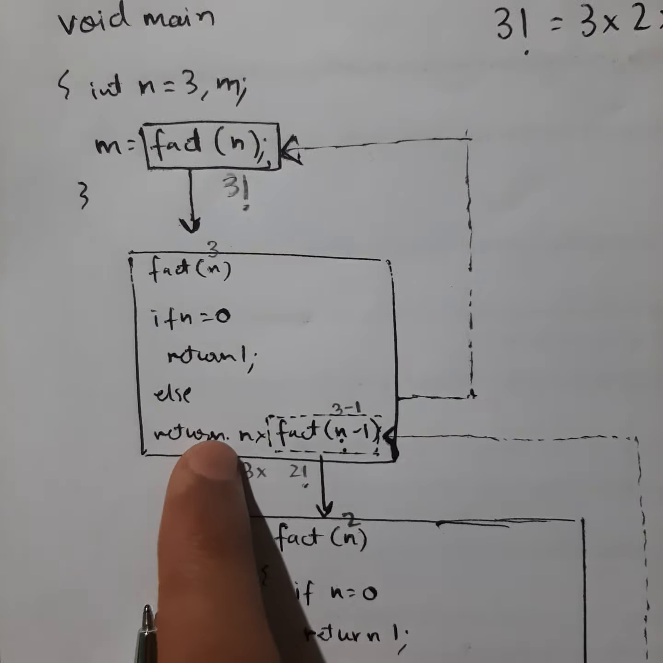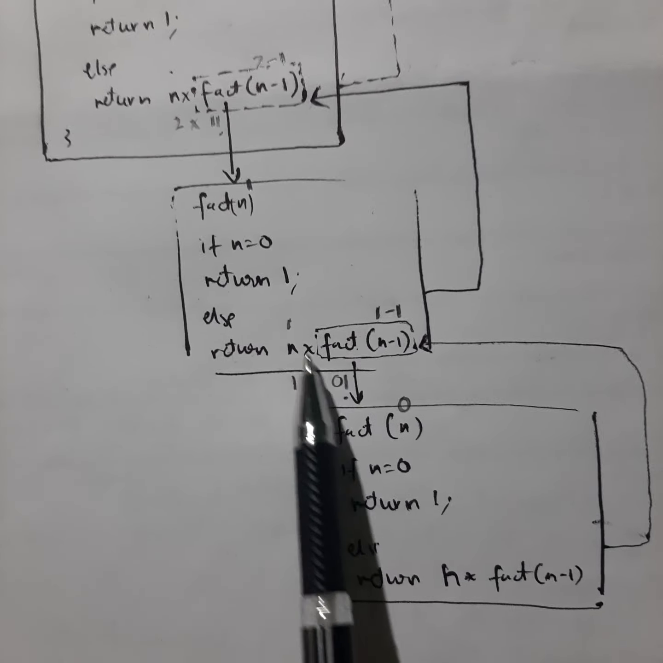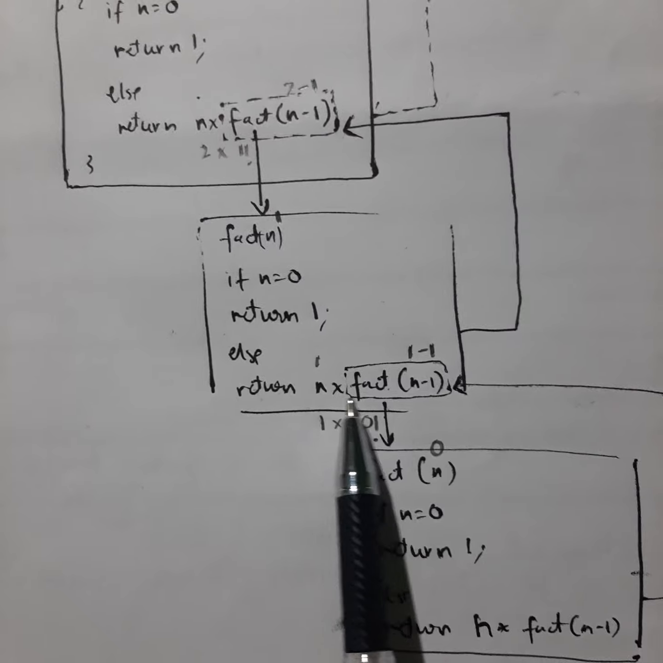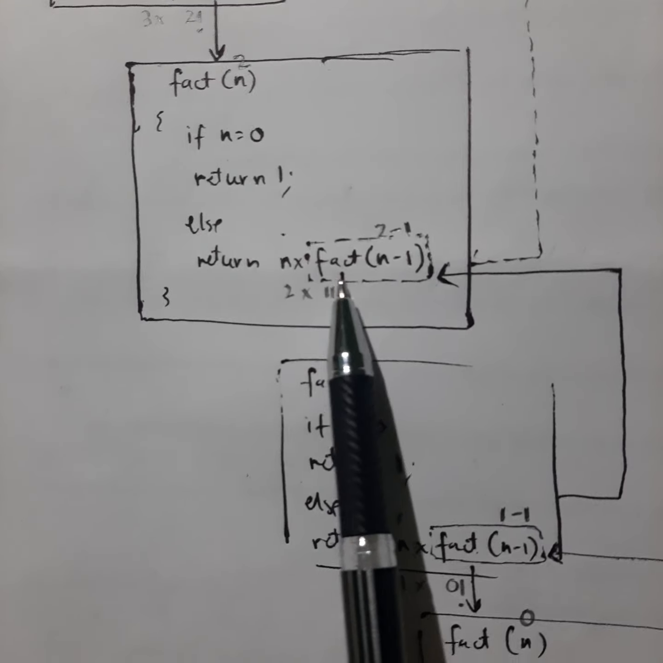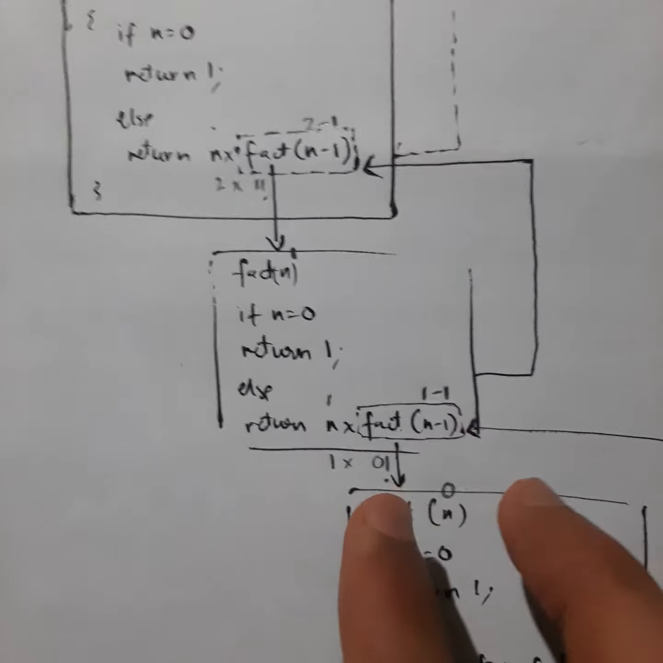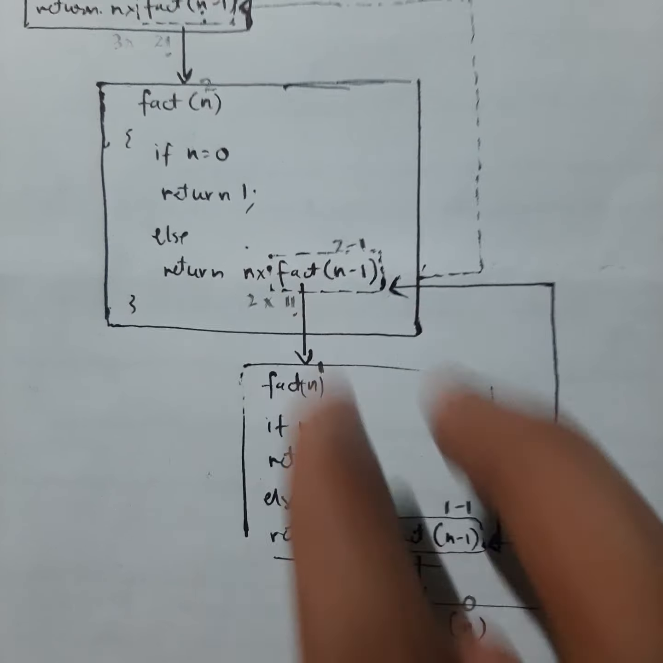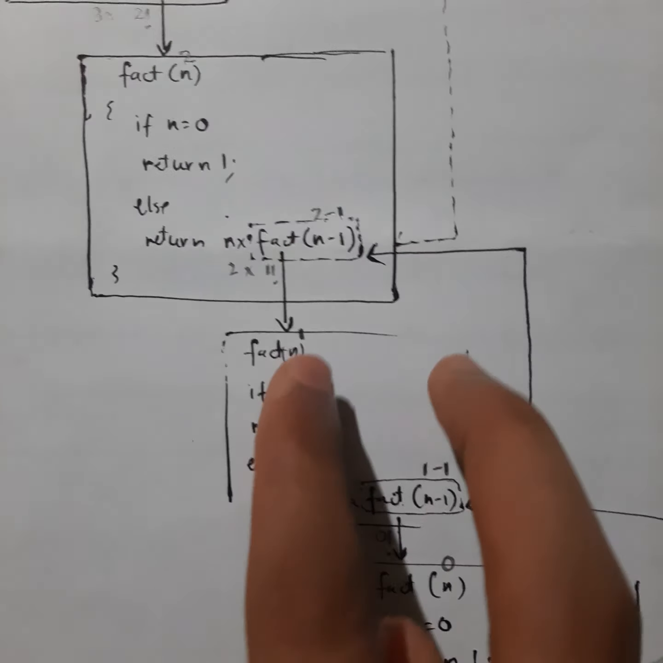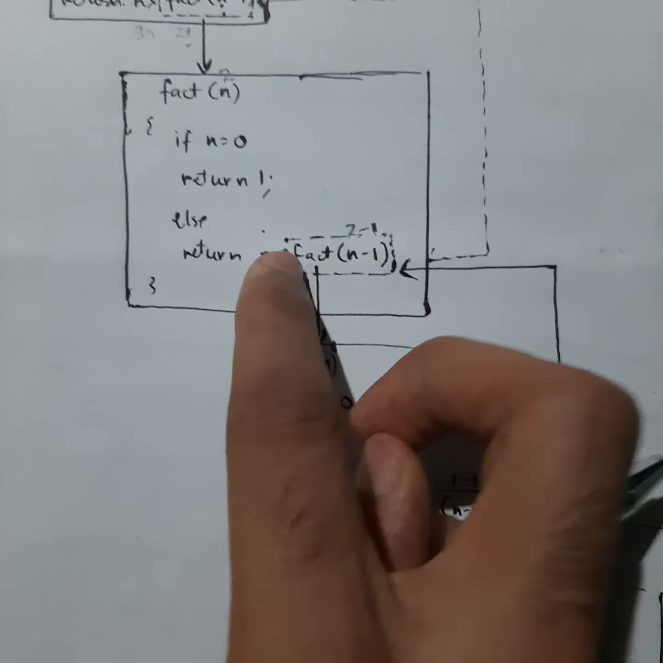Now n is 0, so if n is 0, return 1. So what will happen? This answer will be returned, 1 will be replacing this whole thing. Okay, this will be replaced by 1, and this n is 1. So what will happen? 1 into 1 is 1. So 1 into 0 factorial, that is 1. This whole thing will get replaced here in this particular thing. See, this whole thing will come and sit here. This answer that we got will come and sit in this.